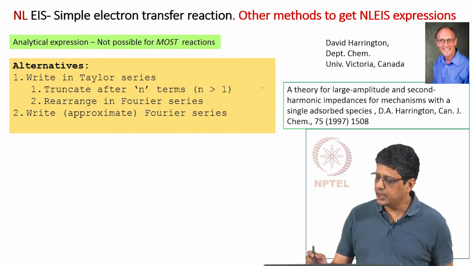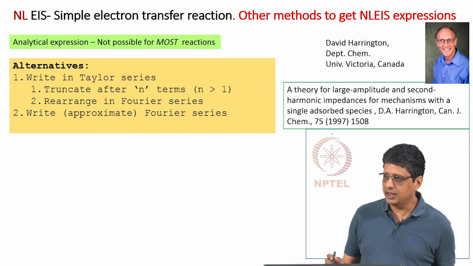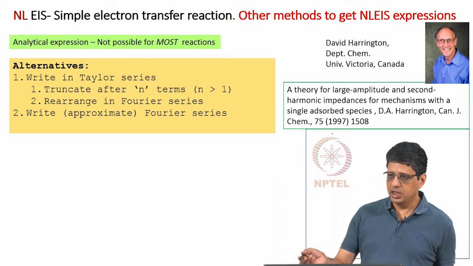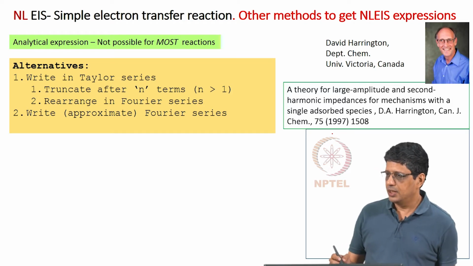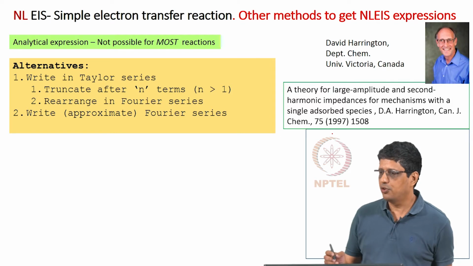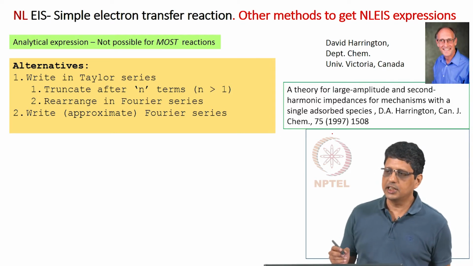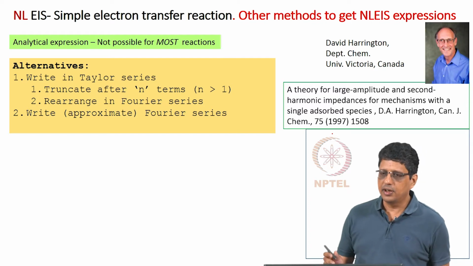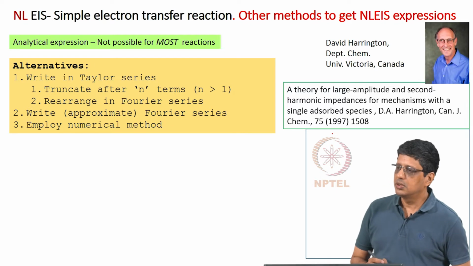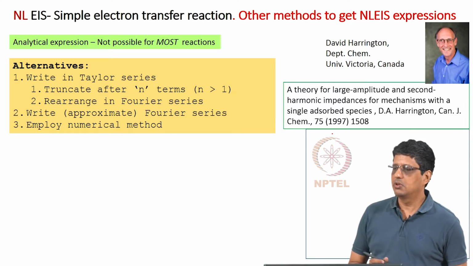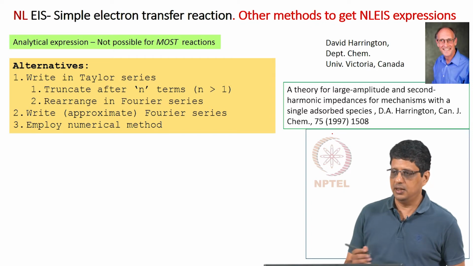This was published in 1997 by Professor David Harrington in Department of Chemistry, University of Victoria in Canada. I had taken the image from the website. So, for large amplitude perturbation, he has shown how to calculate it for a few reactions, including reaction with adsorbed intermediates, for the response at fundamental, for the response at second harmonic. You can use numerical method. So, we have done some research on that. So, I will describe how you can use numerical method to handle situations where we do not know how to get analytical expression.